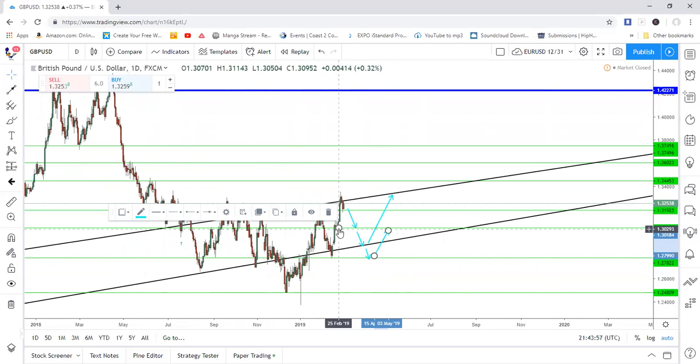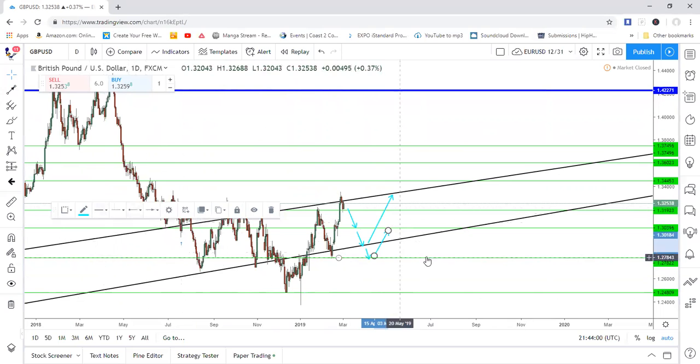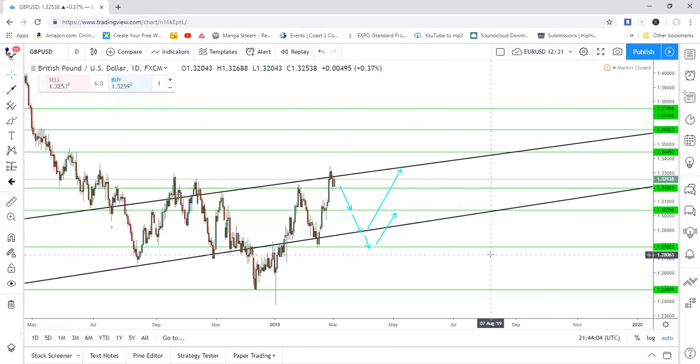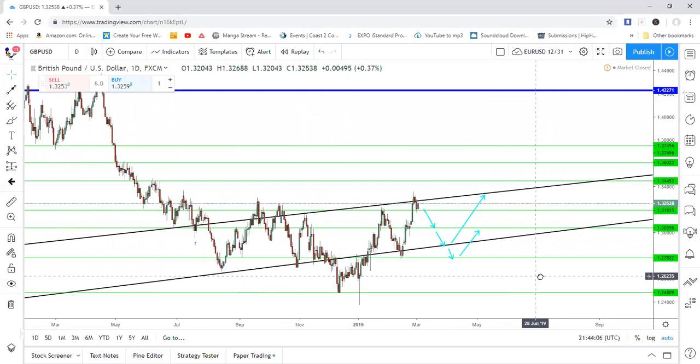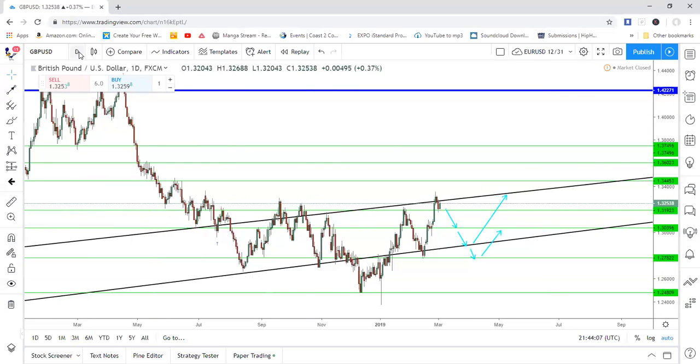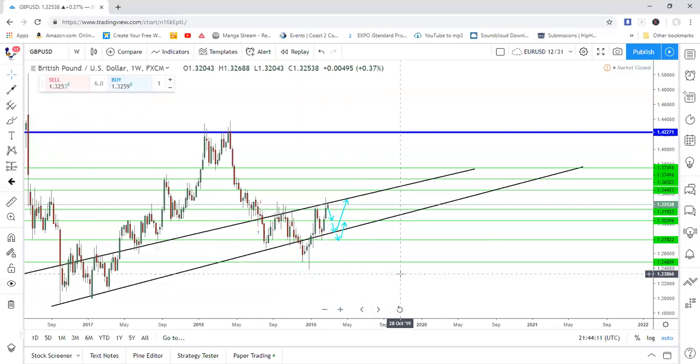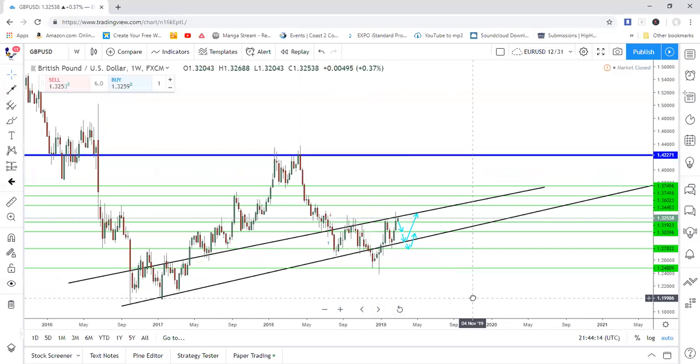So yeah, that's my analysis for the GBPUSD. But I'm just going to take another look into this. You don't want to just look at one chart and take it as gospel. You want to look at as many charts as possible. So I'm going to take a look at the weekly chart.